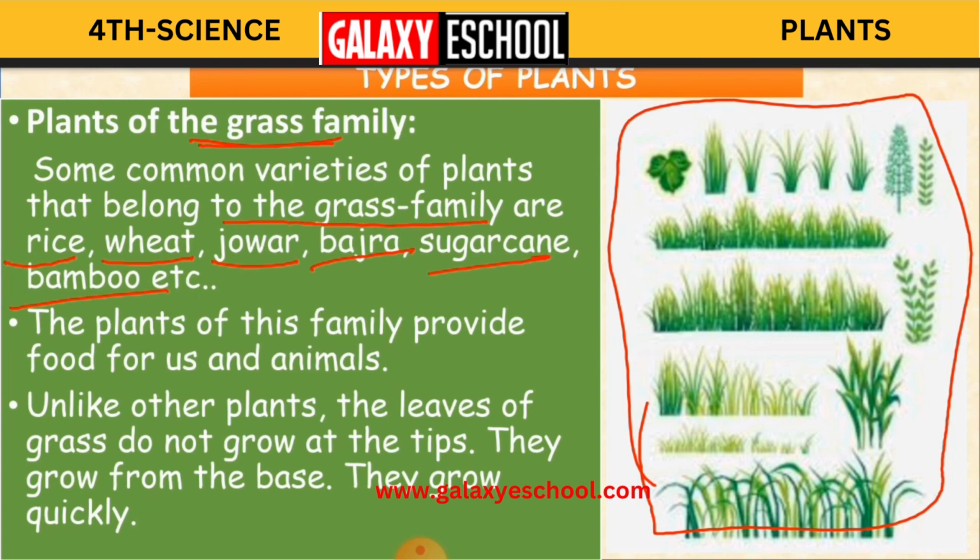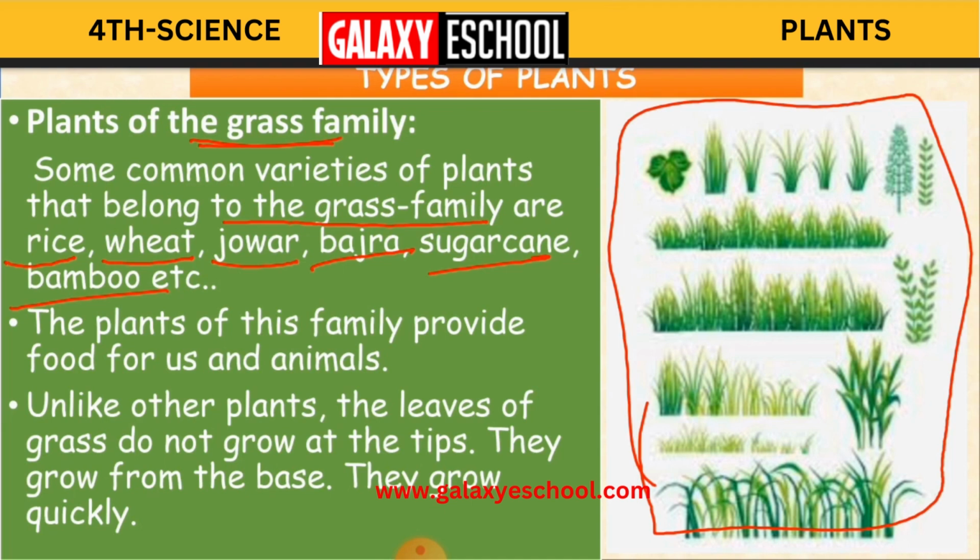So we know the rice plant. Maybe you have seen the paddy crop. Paddy is nothing but rice. Wheat crop, sugarcane, bamboo, jowar. All these plants look like grass, because they are of the grass family.